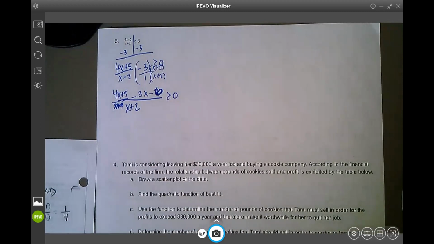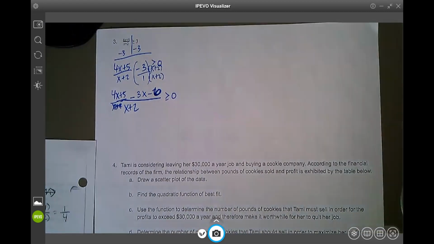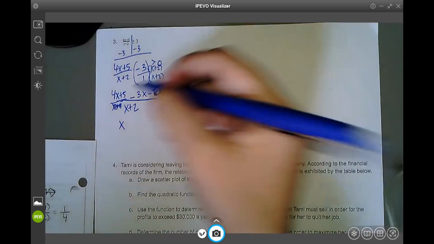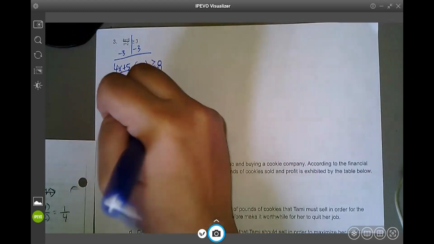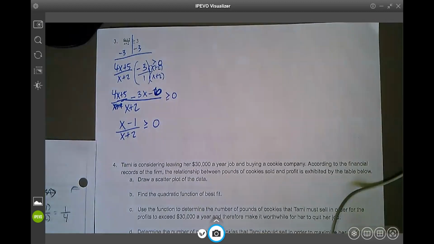Simplify my numerator by combining my like terms. 4x minus 3x is x. 5 minus 6 is negative 1. And I want to know where this x minus 1 over x plus 2 is greater than or equal to 0. So I need to know where it equals 0 and where it is undefined, where we have a vertical asymptote.